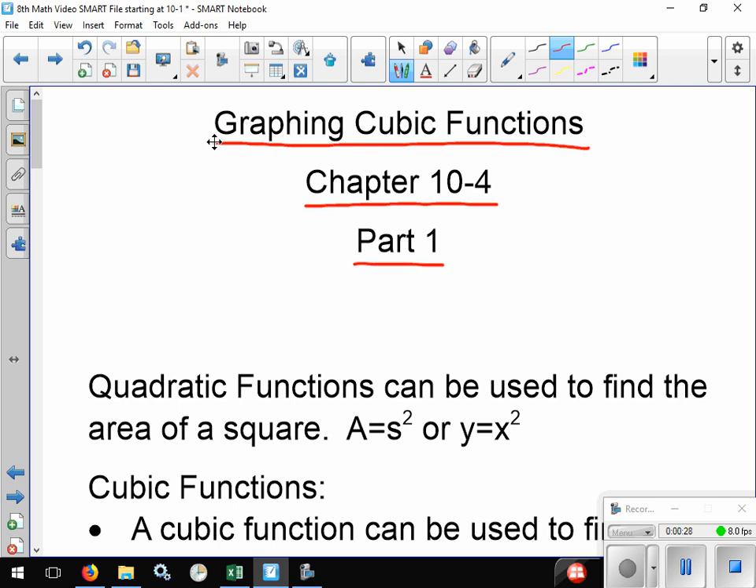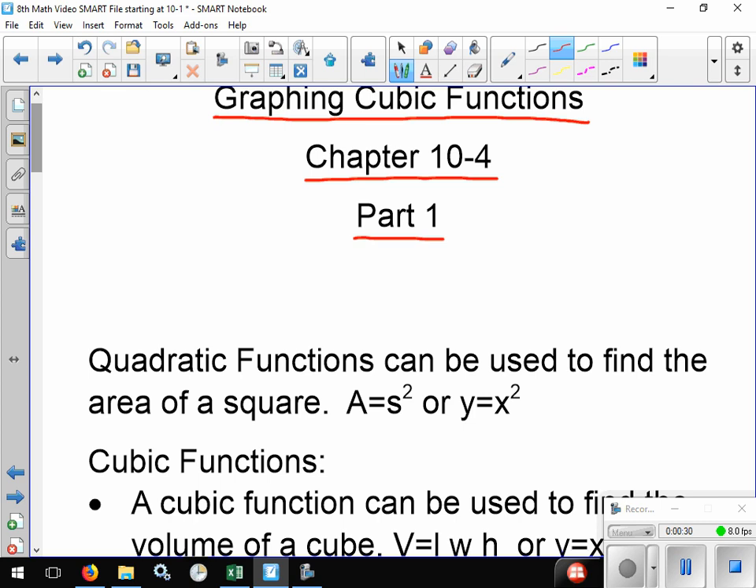So to review, we did quadratic functions that can be used to find the area of a square. And I say that now because we're used to quadratic functions having that squared component. So you recognize y equals x squared, that's a quadratic function. Well, it can also be used to find the area. Area equals s squared, or the side of a square, multiplied by itself. So you could have y equals 2 squared, y equals 3 squared, y equals 4 squared, y equals 5 squared, and all those things would be able to find the area of a square. We can make those tables again, and you'd have those squares.